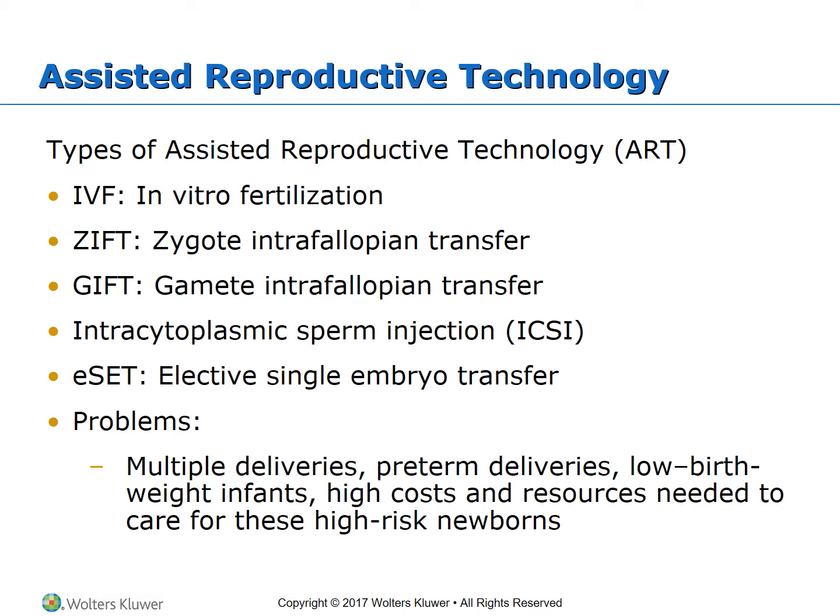And then there's the ESET. ESET is the elective single embryo transfer. It uses one selected embryo taken from the embryos after successful IVF. It's placed in the uterus or fallopian tube, and it avoids multiple pregnancies. So the ESET is one they can use if they want to avoid multiple pregnancies. Problems with assisted reproductive technology, though, are multiple deliveries, preterm deliveries, low birth weight infants, high cost, and resources needed to care for these high-risk newborns.